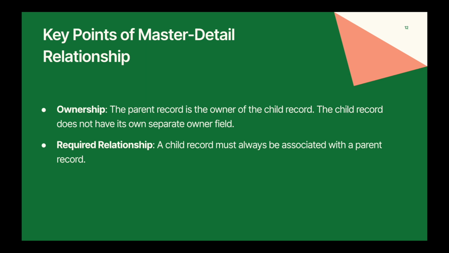Required relationship. As we discussed earlier, in case of lookup relationship, take the example of account and contact: if in contact we want to leave the account field empty, that is, we don't want to create a relationship of a contact with an account, then that's fine. But in case of master detail, that's mandatory. That field should be populated. That is the required scenario. It is always mandatory.